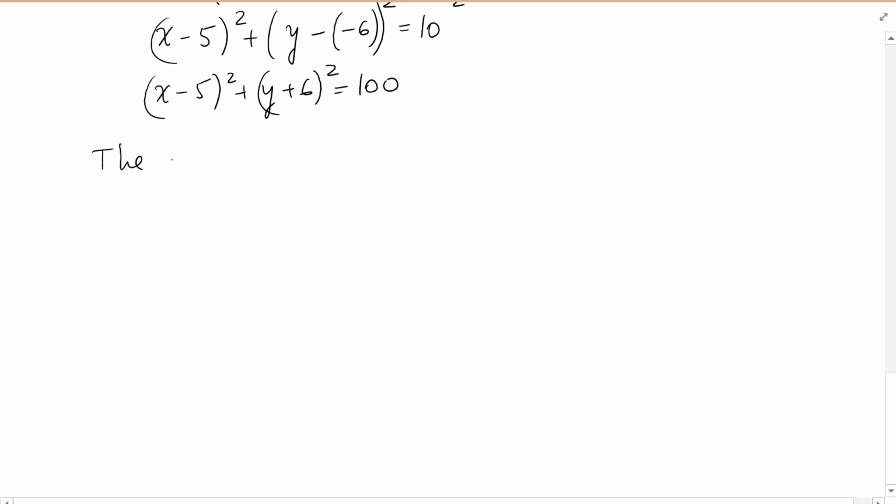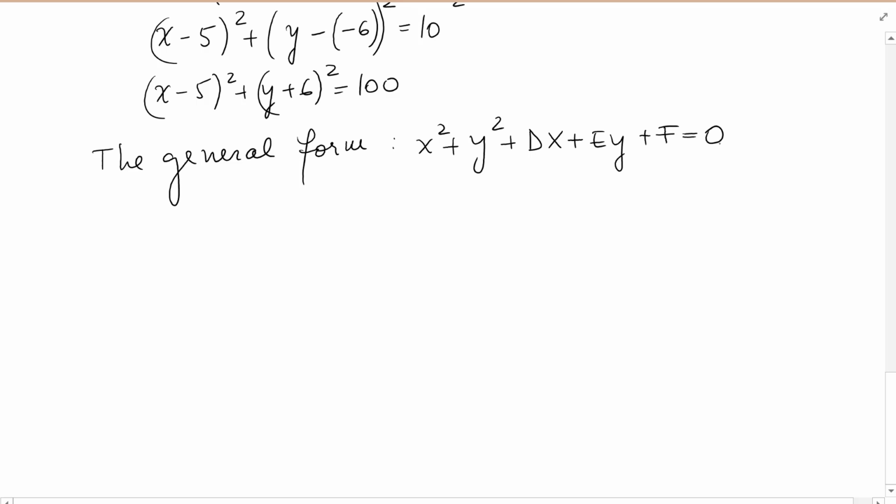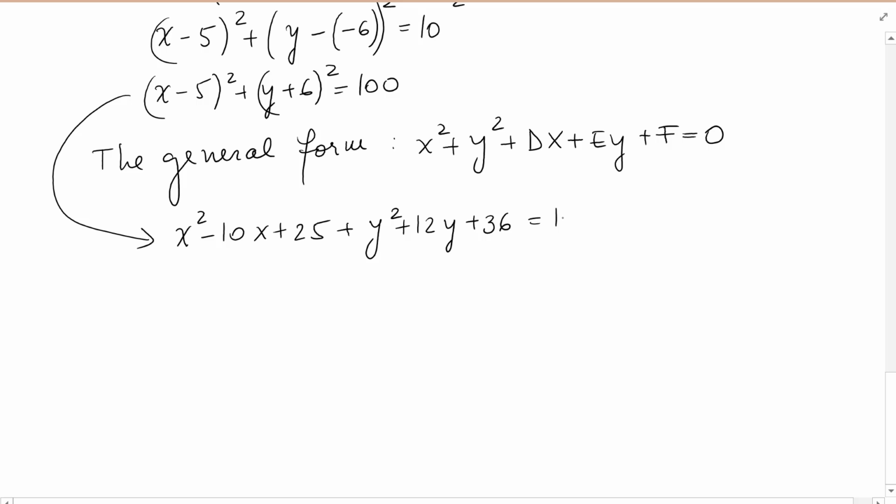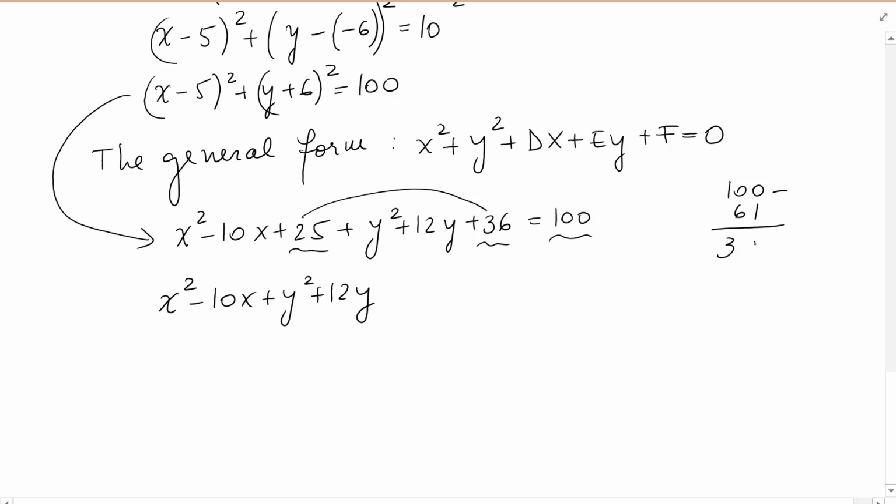Now the general form of the equation of a circle is x squared plus y squared plus dx plus ey plus f equals 0. Now, where did they get this from? Well, if I open up the parentheses above, we get x squared minus 10x plus 25 plus y squared plus 12y plus 36 equals 100. This is just using (a plus b) squared and (a minus b) squared. So, any like terms? Well, the 25 with the 36 and with 100. So x squared minus 10x plus y squared plus 12y, and then 25 plus 36 is 61. So 100 minus 61 is 39. So minus 39 equals 0. This is the general form.